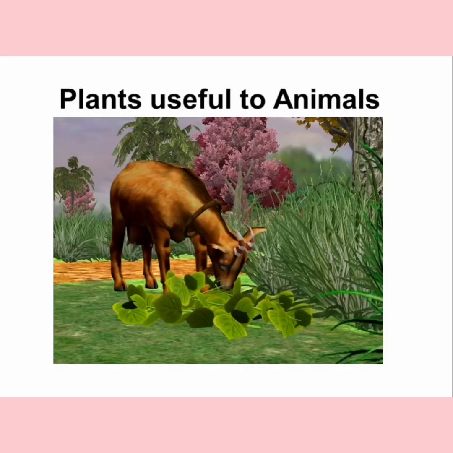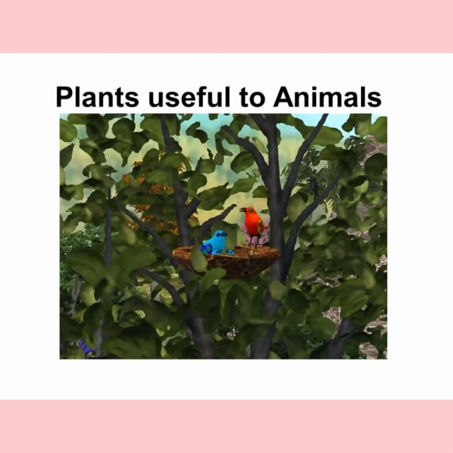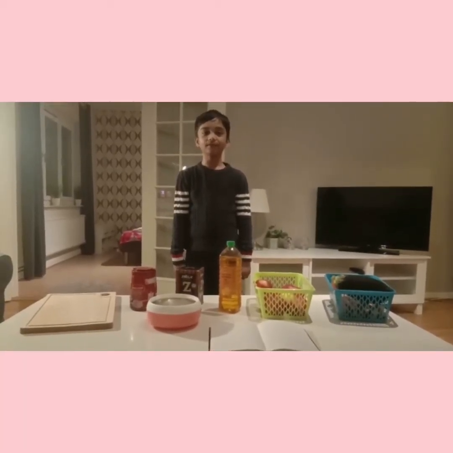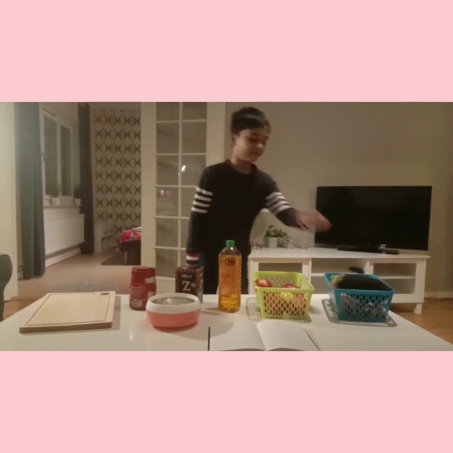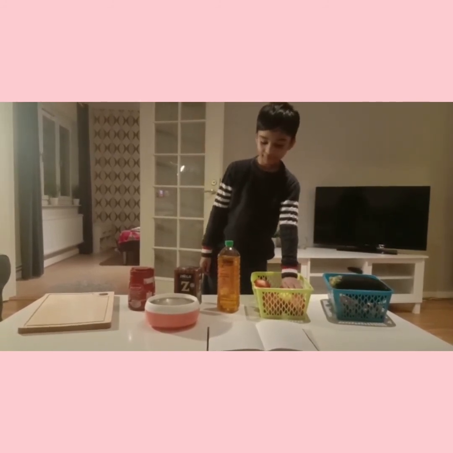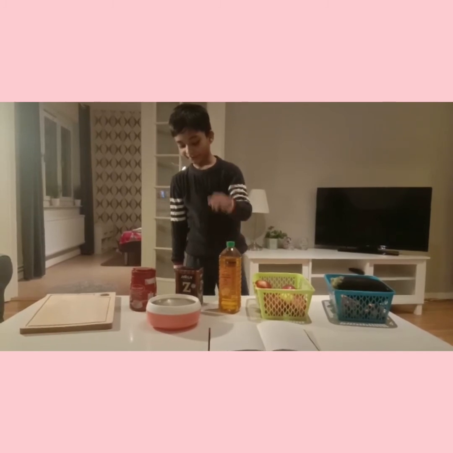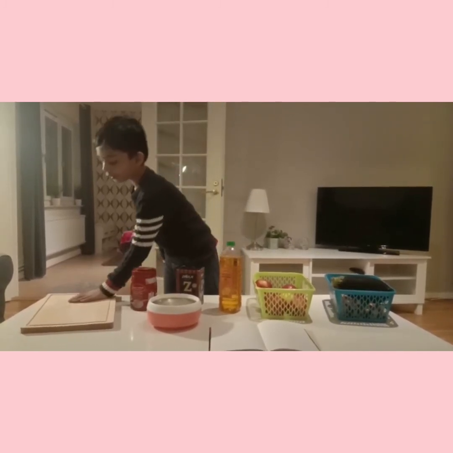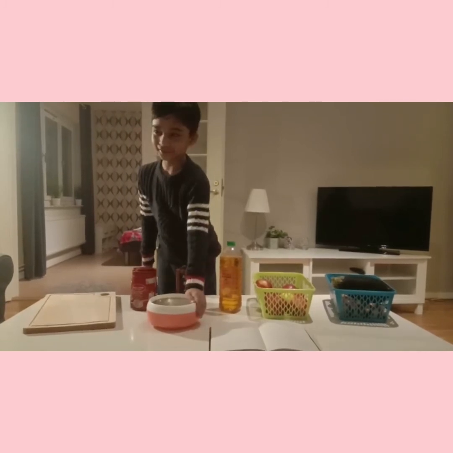Even plants are useful for animals as animals eat grass and they make their homes on the trees like birds. Things we get from plants: vegetables, fruits, oil, coffee, tea, wood, sugar, paper.